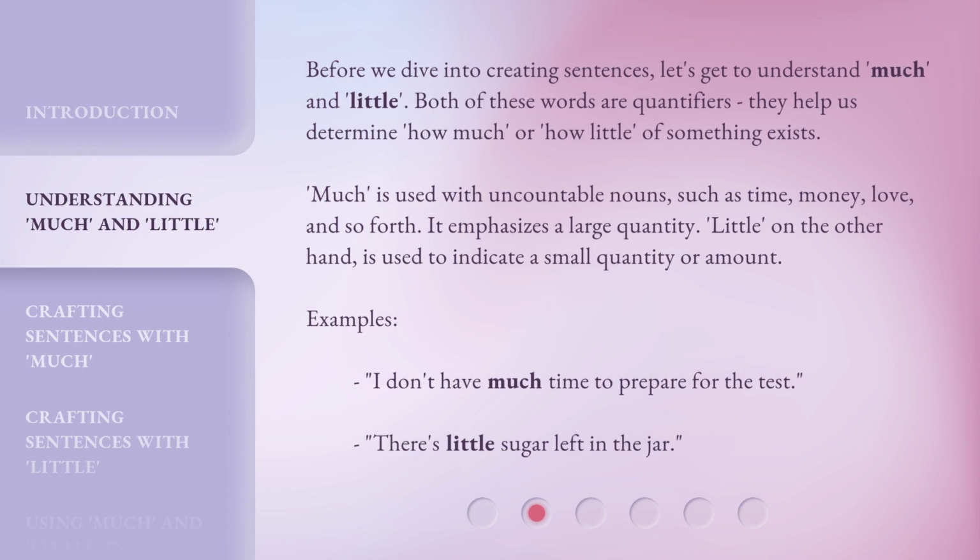Before we dive into creating sentences, let's get to understand much and little. Both of these words are quantifiers. They help us determine how much or how little of something exists. Much is used with uncountable nouns, such as time, money, love, and so forth. It emphasizes a large quantity. Little, on the other hand, is used to indicate a small quantity or amount.